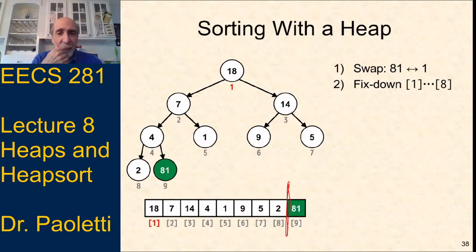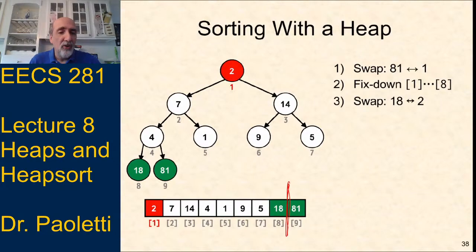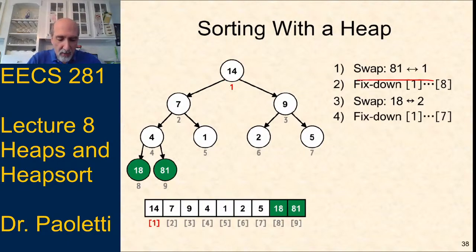Then we say, okay, let's swap the 18 with the 2. Let's swap the root of the heap with the very last node. I don't care about the 2. The 2 is not important. I want 18 to end up at index 8. So I put 18 there, and then I move my line over, and we've got the green ones. Green are good, green are safe. So then we swap. We've got 2 set aside, and we fix down, leaving the last 2 alone. And we end up here.